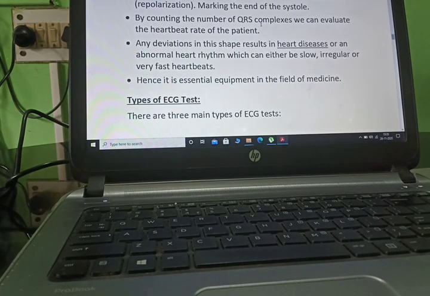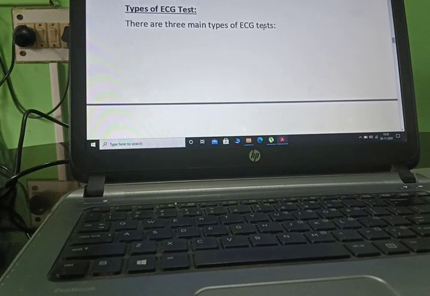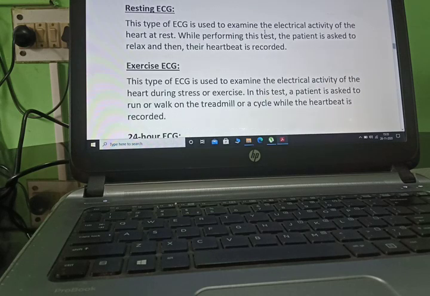Any deviation in this shape results in heart disease or an abnormal heart rhythm, which can either be slow, irregular or very fast heartbeat. Hence, it is essential equipment in the field of medicine. Now, types of ECG test. There are three main types of ECG test. Number 1, resting ECG. Number 2, exercise ECG, and number 3, 24-hour ECG.